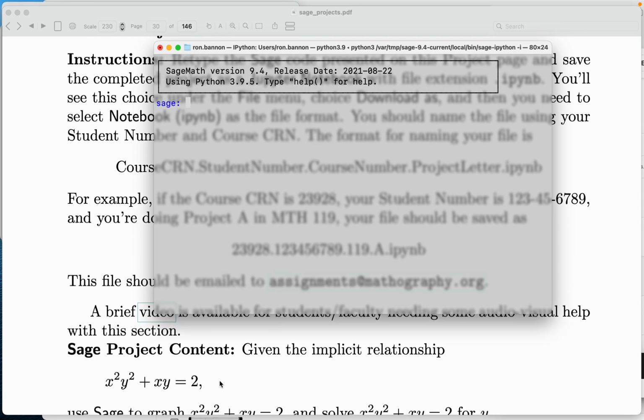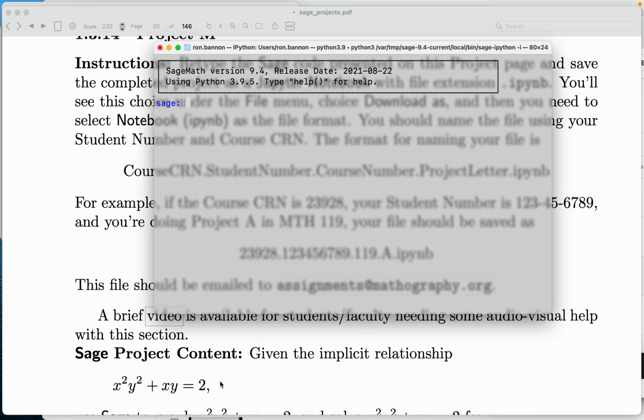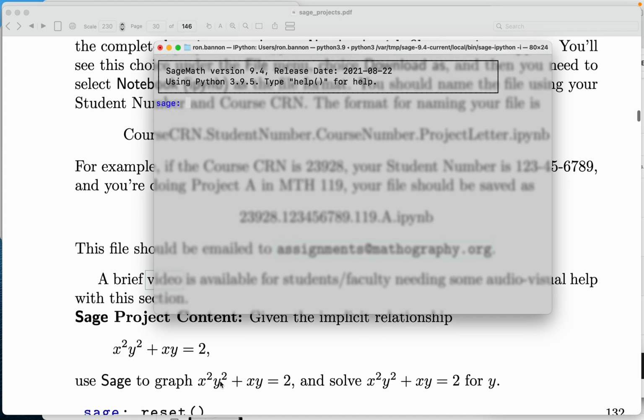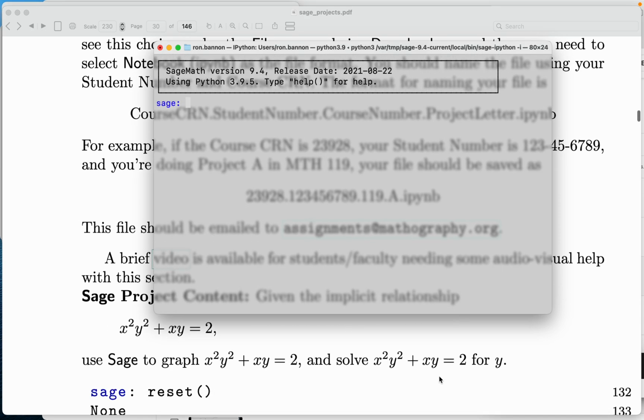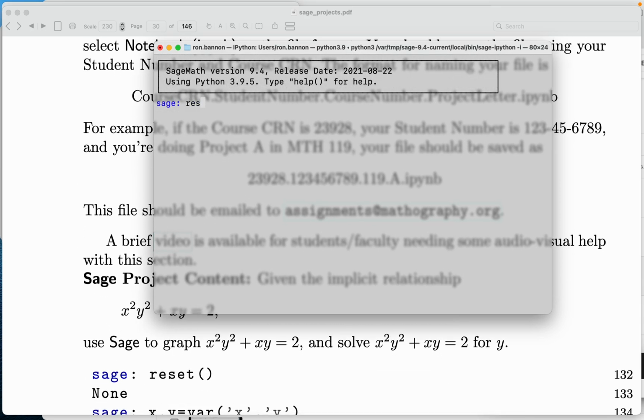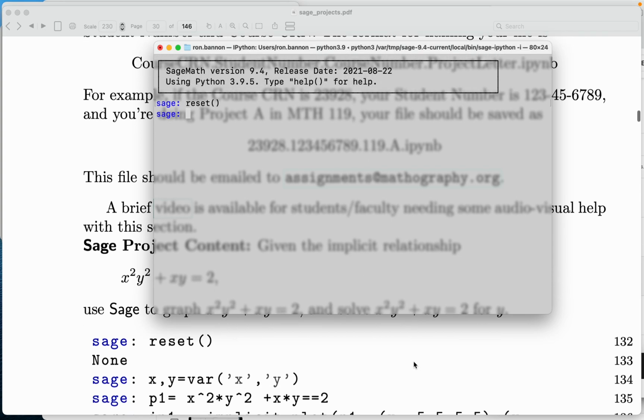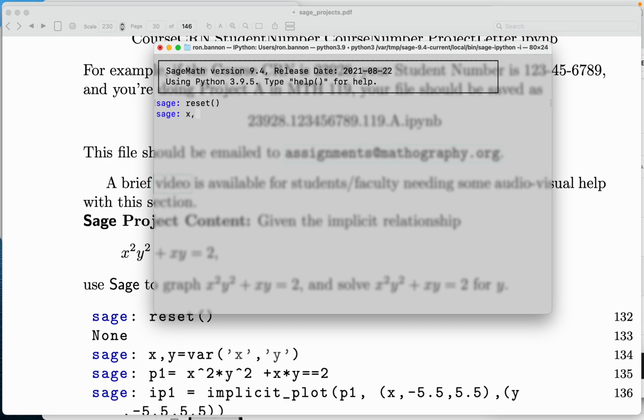So it appears that they want to graph an implicit relationship, and I'm going to do that. And they also asked me to solve that implicit relation for the letter y. But let's just go through the code, and we'll talk about it step by step. Reset. And I guess I need to define two variables now, x and y. Let me scroll up a little bit. I'm going to define two variables, x and y, and they are variables, var, and that's x and it's y.